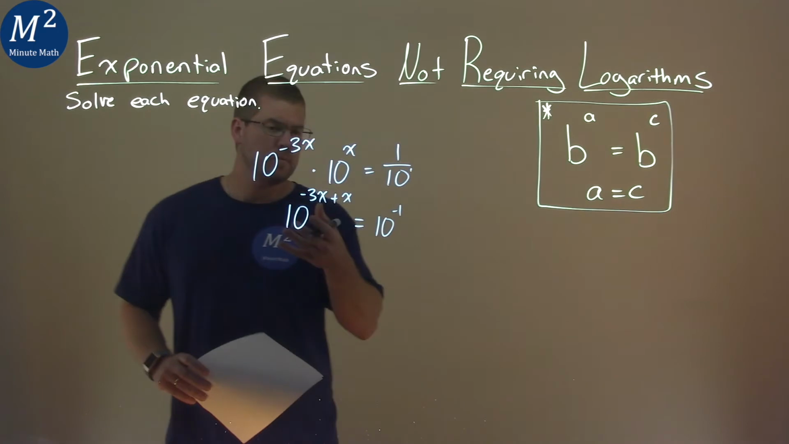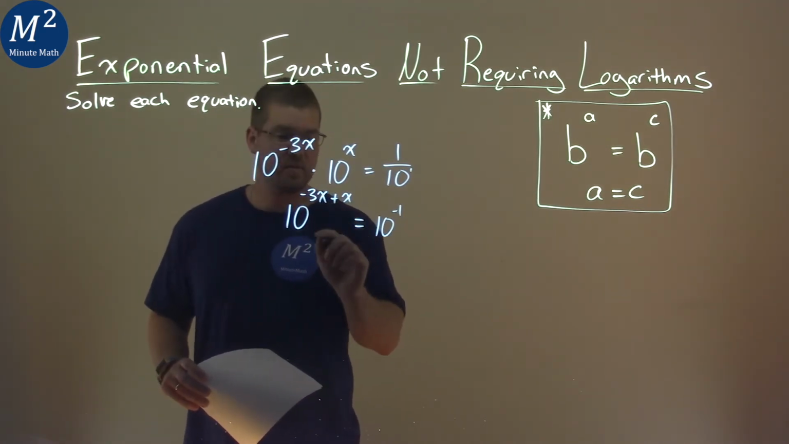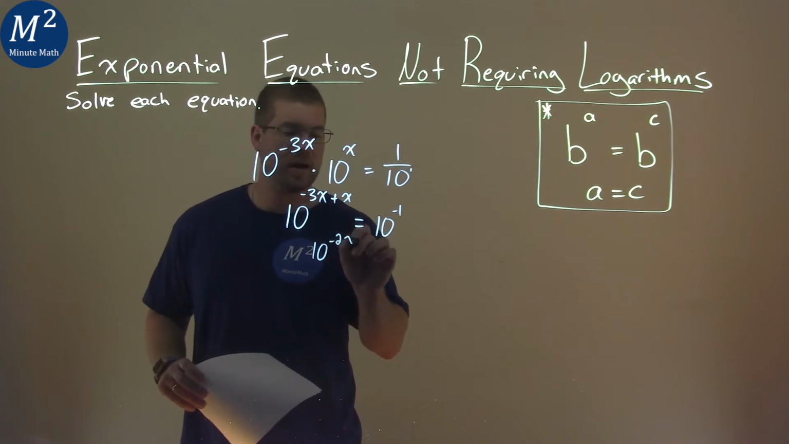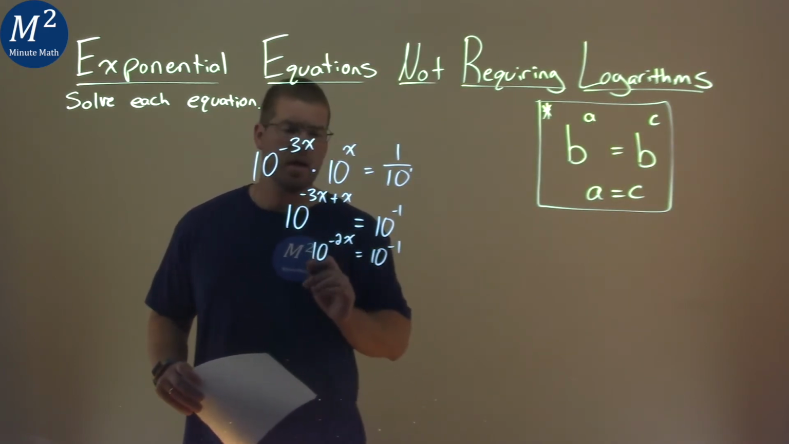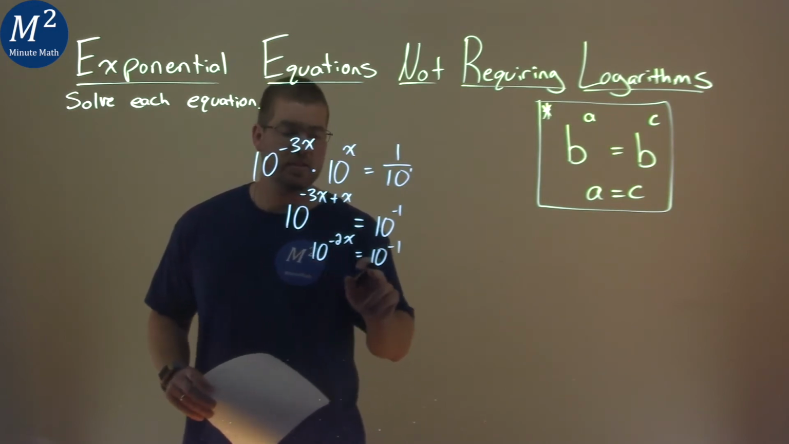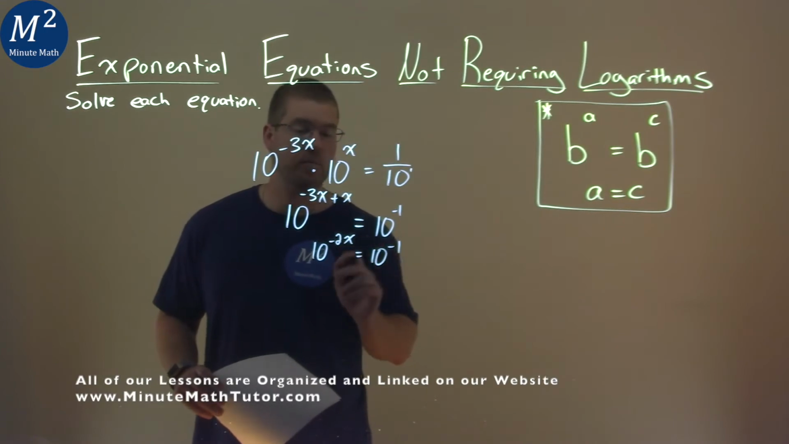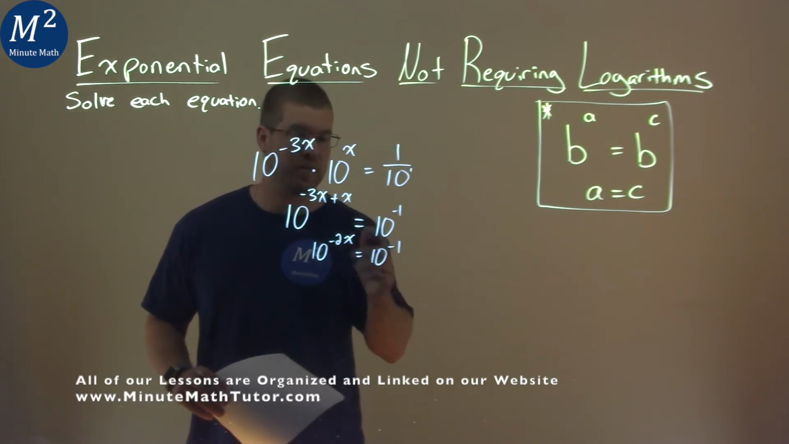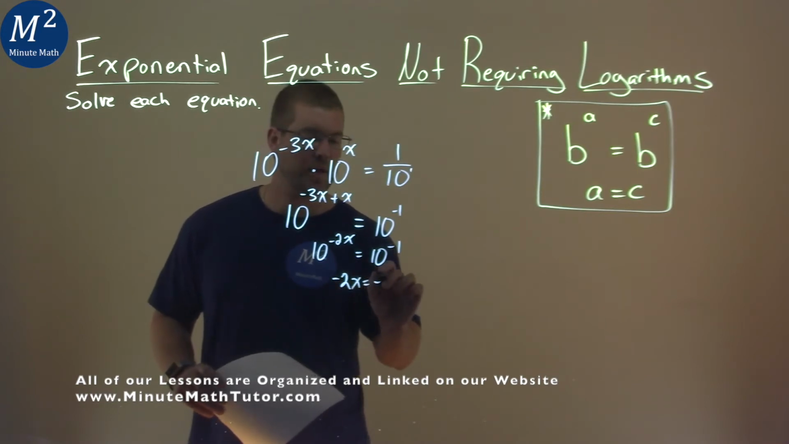From there, we can simplify a little bit here. Negative 3x plus x is a negative 2x. So we have 10 to the negative 2x power is equal to 10 to the negative 1. Now, we have the same base, which is 10. When that happens on either side of the equal sign, we can take our exponents and set them equal to each other. So we have negative 2x is equal to negative 1.